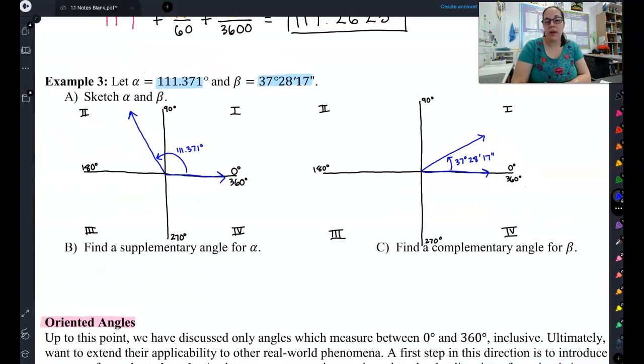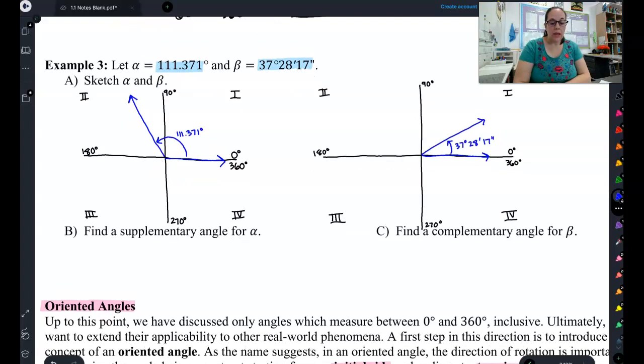Now that we've kind of measured these angles out, let's talk about supplementary and complementary. Remember, supplementary means that it should add up to a straight angle. So here's my straight angle all the way across. If I want it to be supplementary, then I'm looking for this angle, the angle that makes the rest of the way up to the straight angle.